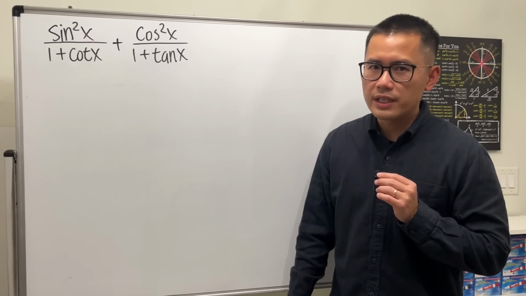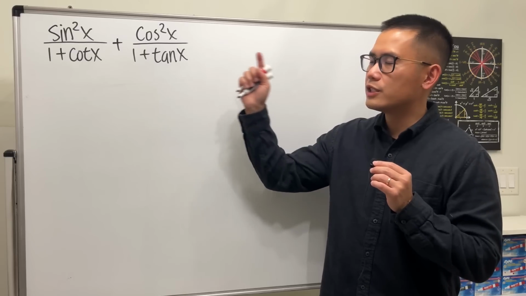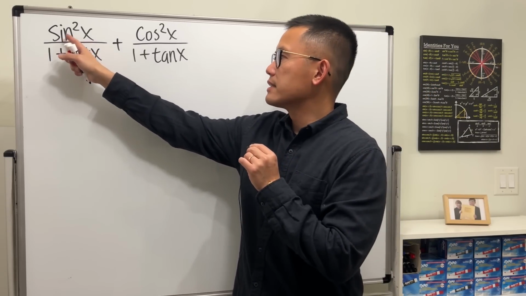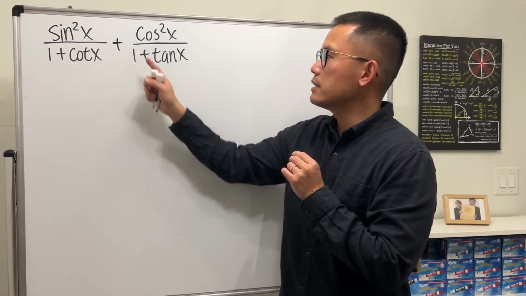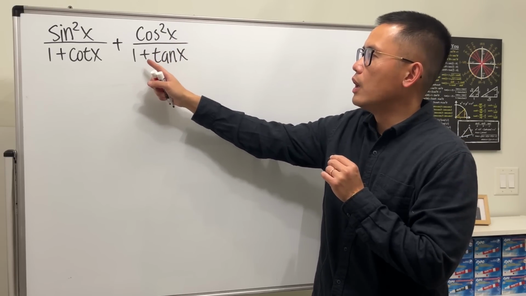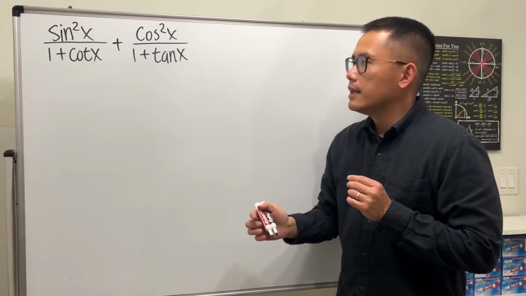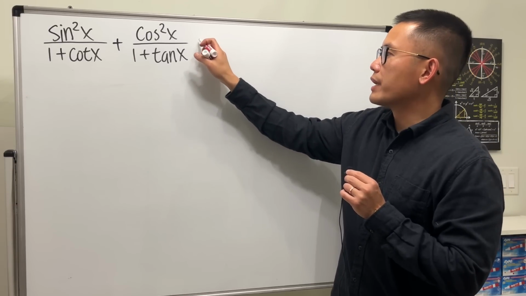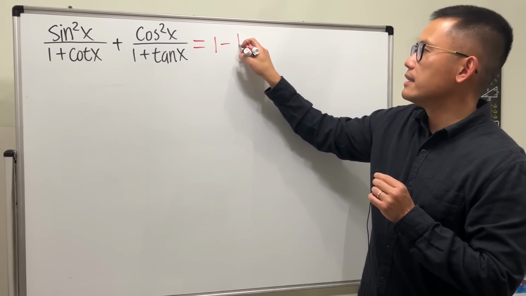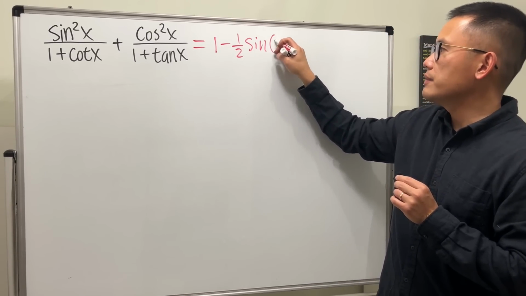Are you down for a trig identity challenge? If so, here's one for you. We are going to simplify sine squared x over 1 plus cotangent x, plus cosine squared x over 1 plus tangent x. And I would like to tell you, this right here is equal to 1 minus 1/2 sine of 2x.